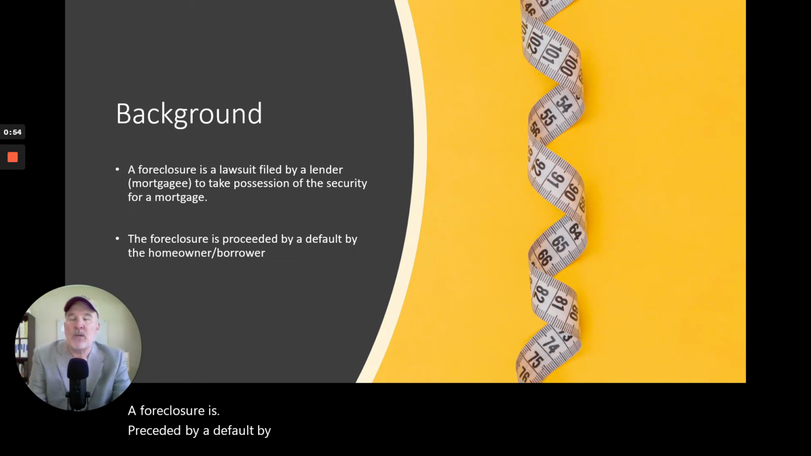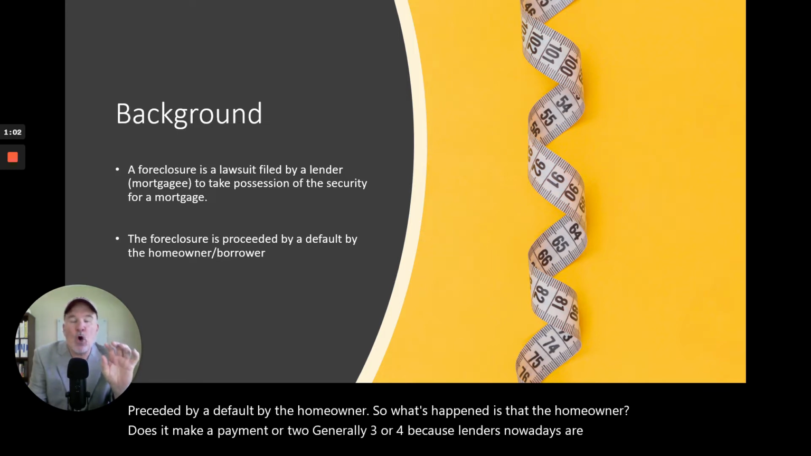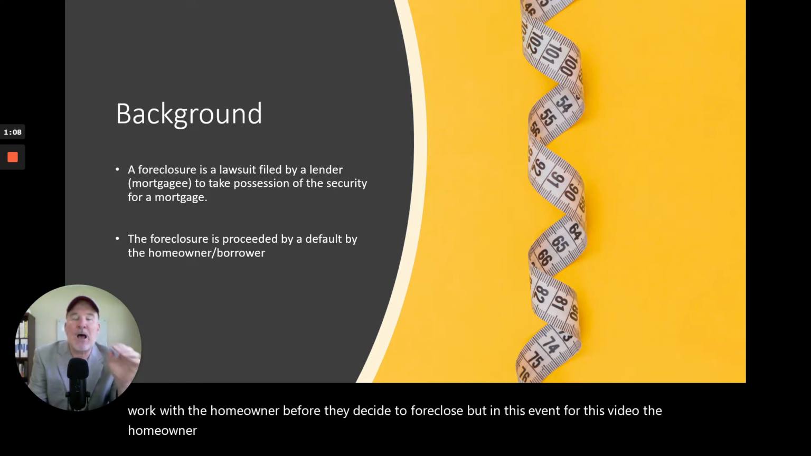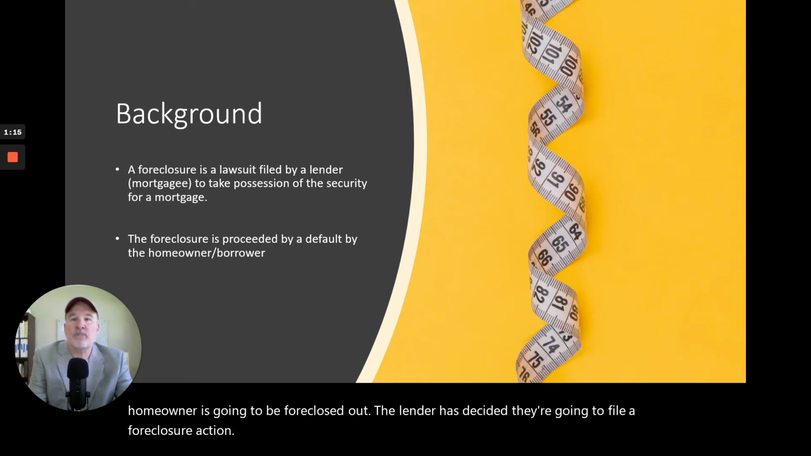So what's happened is that the homeowner doesn't make a payment or two, generally 3 or 4, because lenders nowadays are going to try to work with the homeowner before they decide to foreclose. But in this event, for this video, the homeowner is going to be foreclosed out. The lender has decided they're going to file a foreclosure action. And that's where we start.